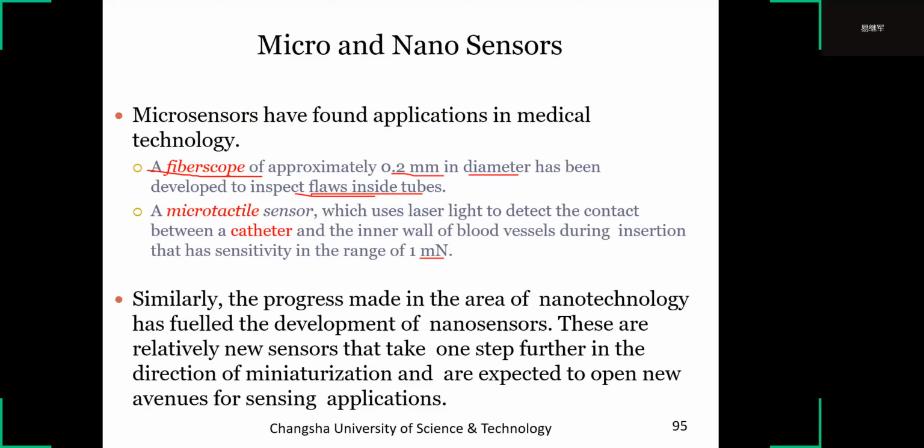Similarly, the progress made in the area of nanotechnology has fueled the development of nano sensors. These are relatively new sensors that take one step further in the direction of miniaturization and are expected to open new avenues for sensing applications.